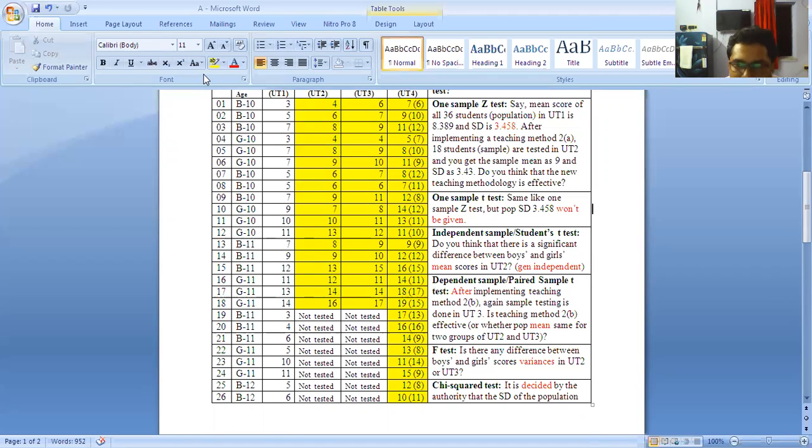Less than 1 minute is remaining, so we can join again. Once it is closed, then we can again join. Okay, it is now less than 1 minute.